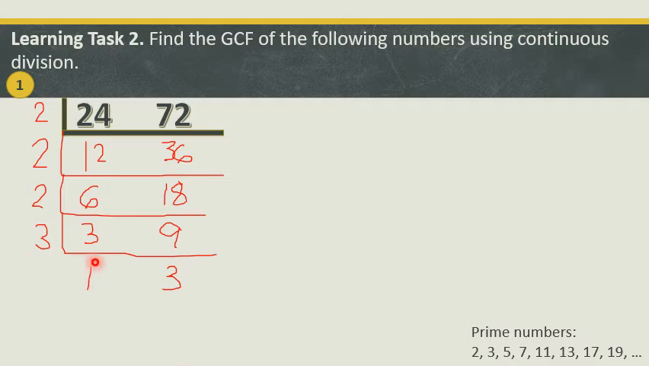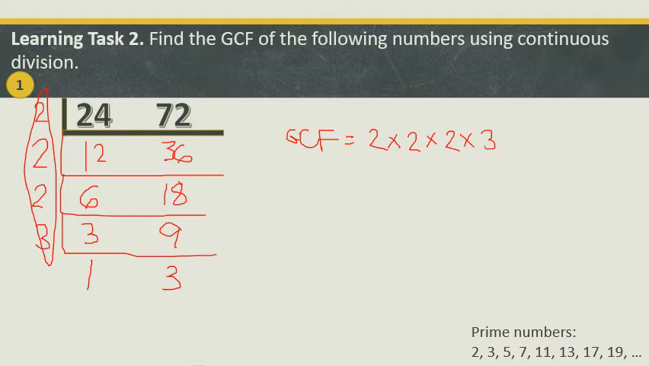May nakita na kayo ditong 1. So, tigil na tayo dito. Titigil na tayo dyan. Ito na lang yung ating ipagmumultiply. Ito na lang pong 4. Okay? Isusulat natin sa gilid. So, GCF is equal to 2 times 2 times 2 times 3. Okay? Yung 2 times 2 is 4, times 2 is 8, and times 3 is 24. So, ito po ang ating GCF sa 24 and 72.